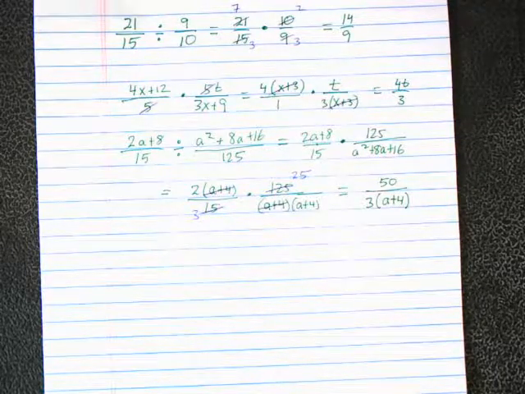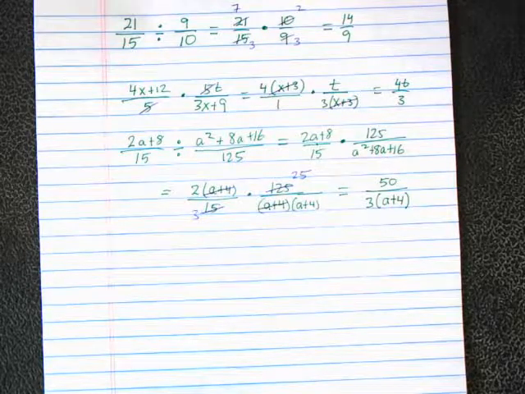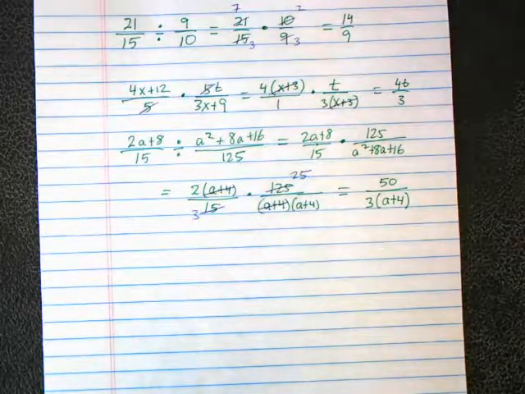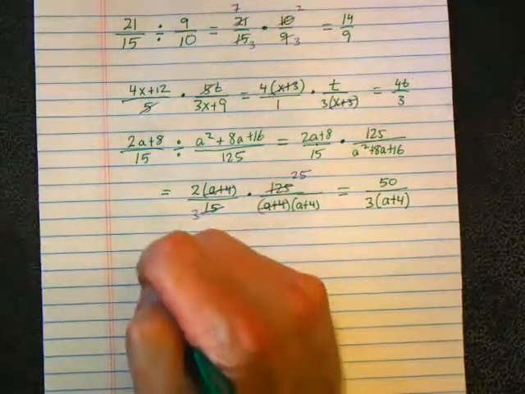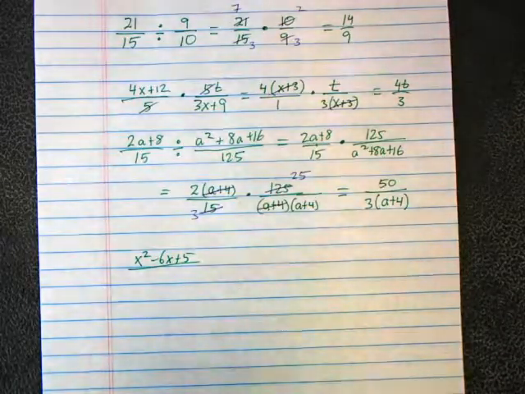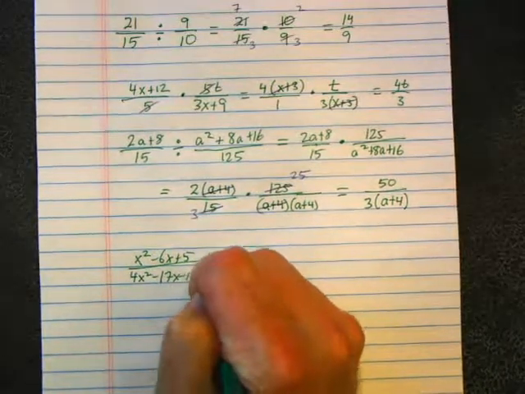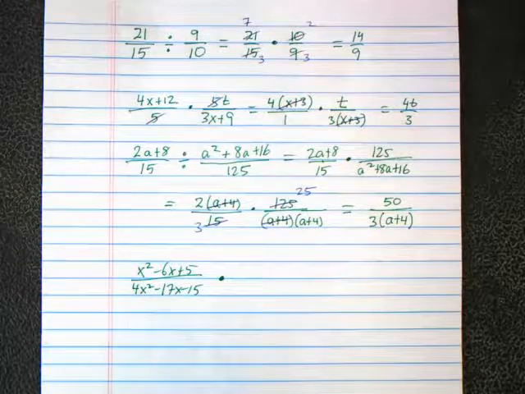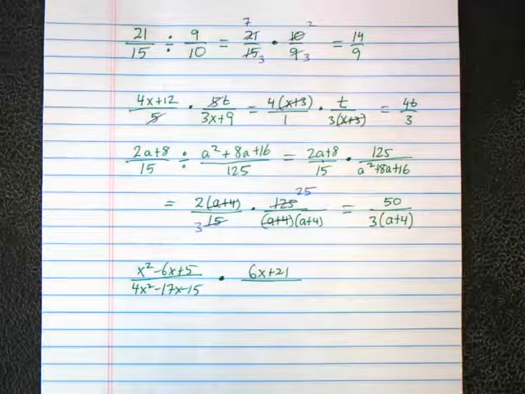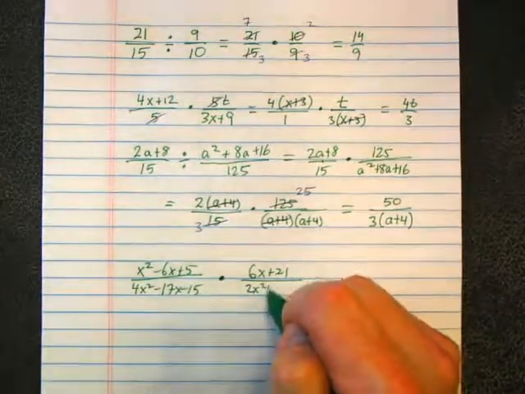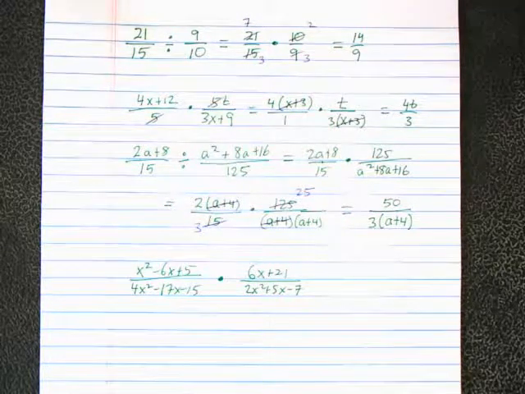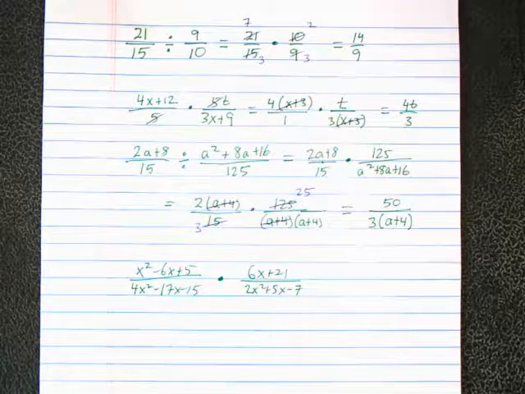Let me find a hard one here. Oh, yeah, there's a good one. How about x squared minus 6x plus 5 over 4x squared minus 17x minus 15, times 6x plus 21 over 2x squared plus 5x minus 7. Make sure I copied it down right, because if you don't copy it down right, you almost never get the right answer.